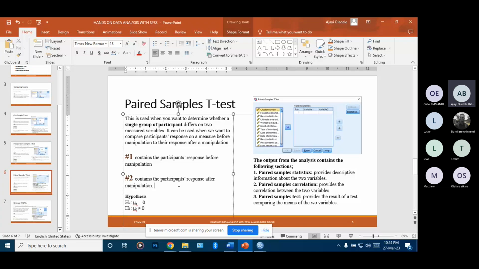Okay, now the hypothesis for this says mu d equals 0. That is the mean difference of the before and after is 0. That means there's no difference between the before and after. Now the alternative hypothesis says mu d is not equal to 0. That means the mean difference is not equal. That means there's a difference between the before and the after. Let's go to our SPSS now.